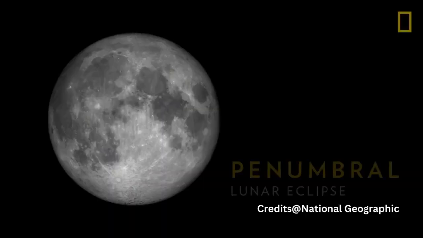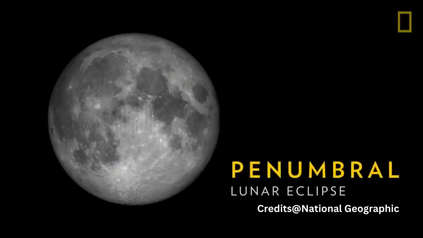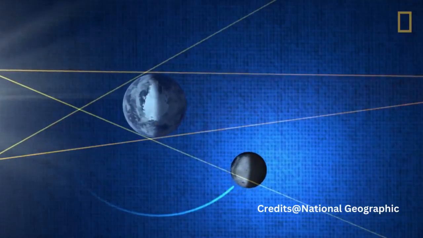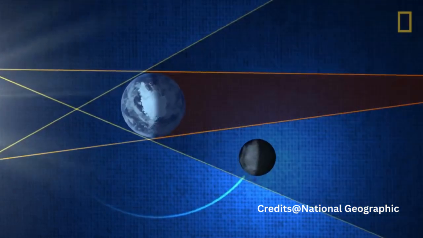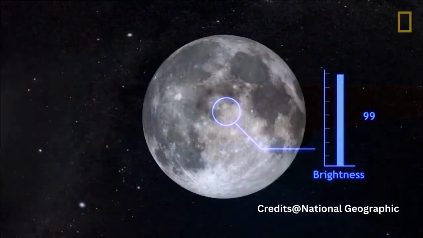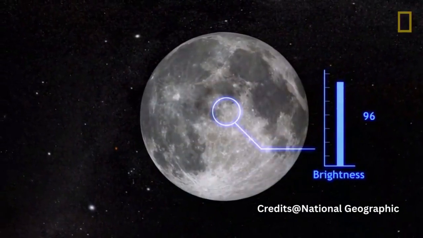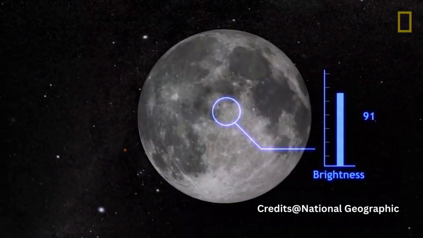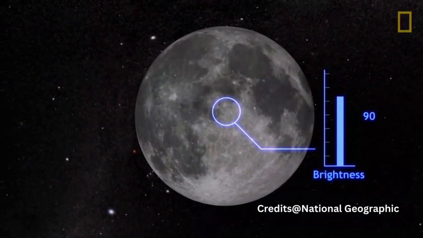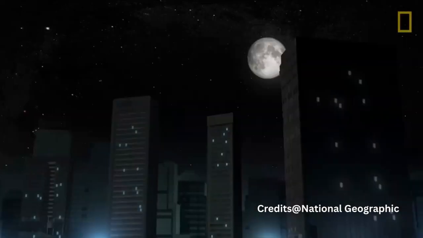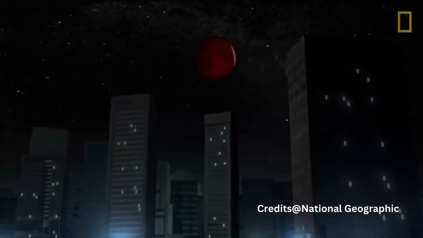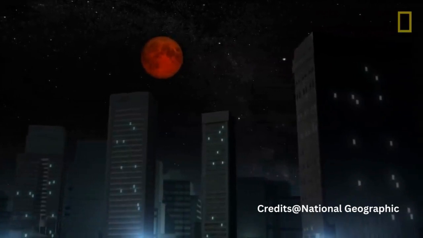A penumbral lunar eclipse occurs when the moon passes through Earth's penumbra, faint outer shadow. This causes a slight dimming of the moon's brightness, but not enough to be noticeable by most people. Penumbral lunar eclipses are very common and can occur up to 4 times a year, but they are often overlooked because they are hard to distinguish from a normal full moon.